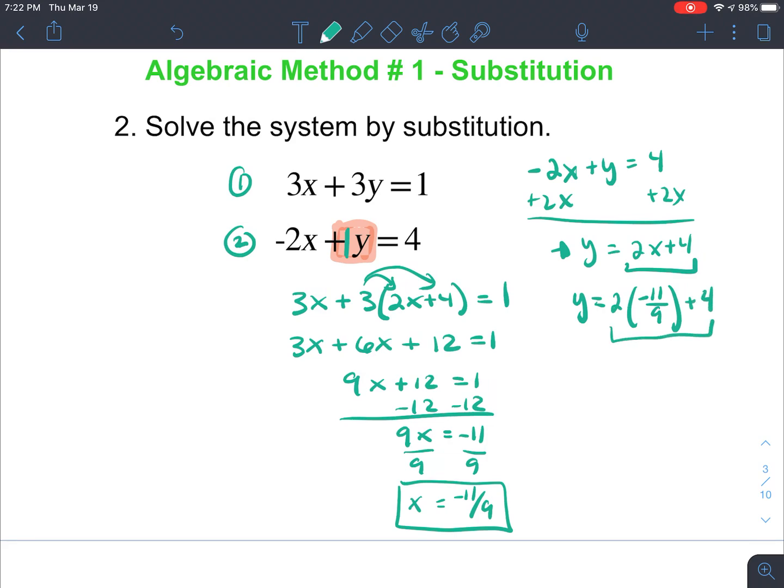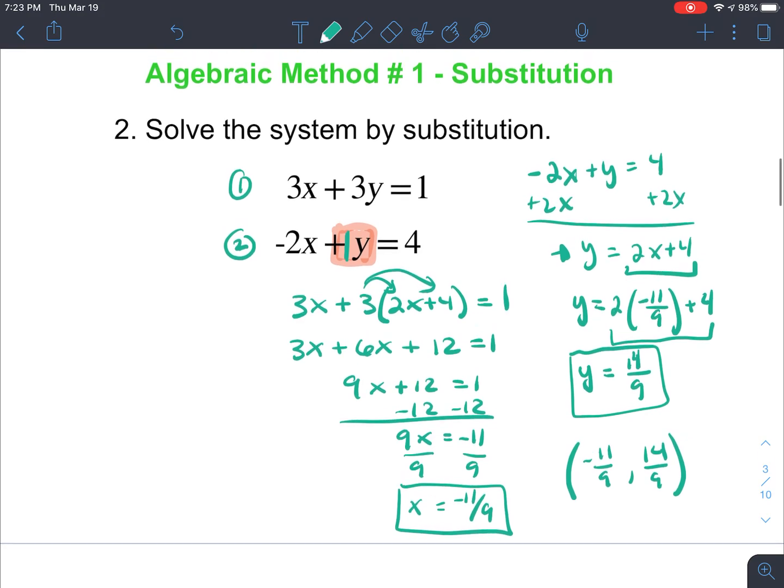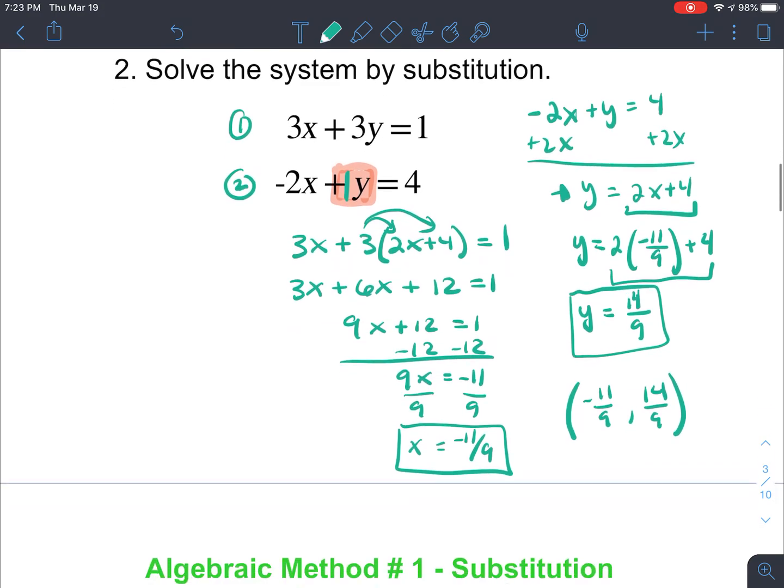This is something you can plug into your calculators, and when you do, you'll get y is equal to 14 over 9. Okay, so my answer is x is equal to negative 11 over 9, y is equal to 14 over 9, or as an ordered pair, negative 11 over 9, comma 14 over 9. I am going to ask that you check on your own in your own notes to make sure that answer works out. All right, so that's the basics behind this.